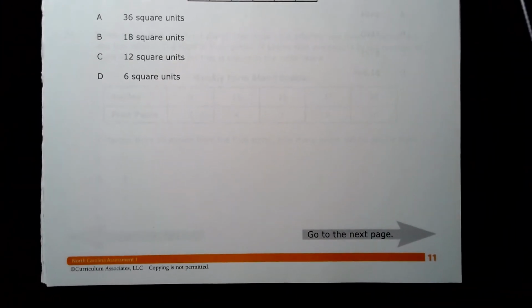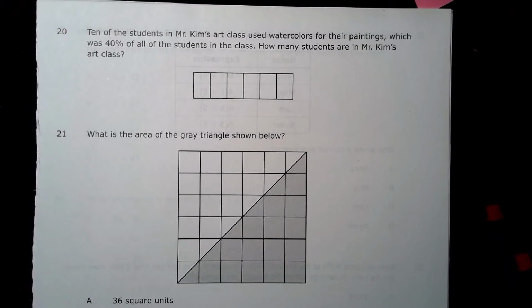For number 20, yeah, there we go, made it up to the top. 10 of the students in Mr. Kim's art class used watercolors for their paintings, which was 40% of all the students in their class. I can see where this problem is going already. This is a percent problem.